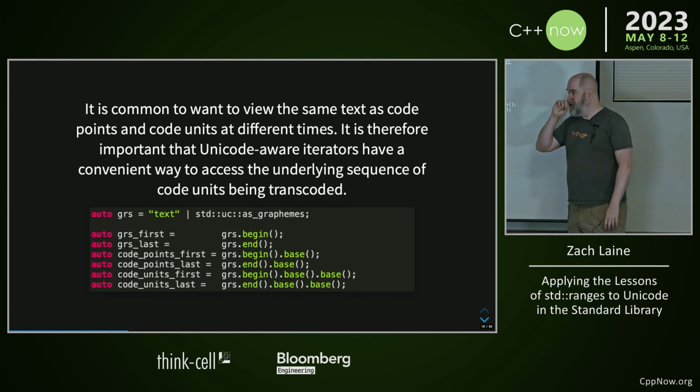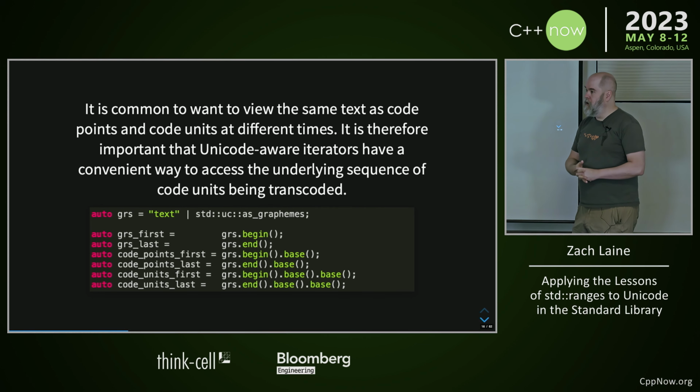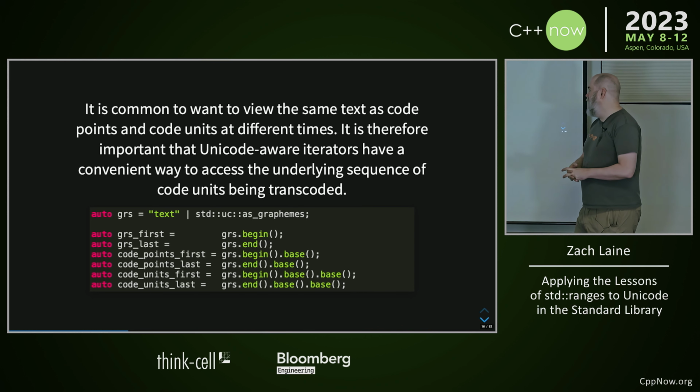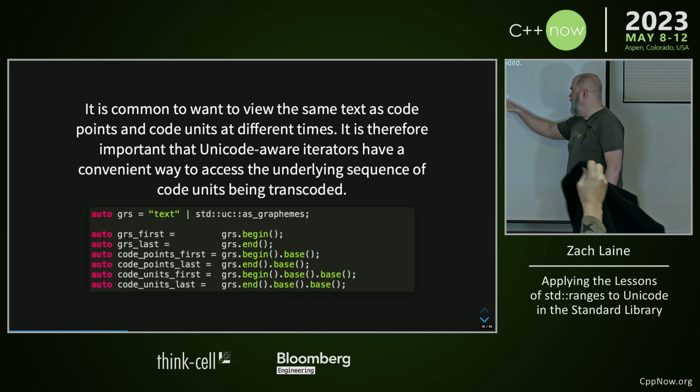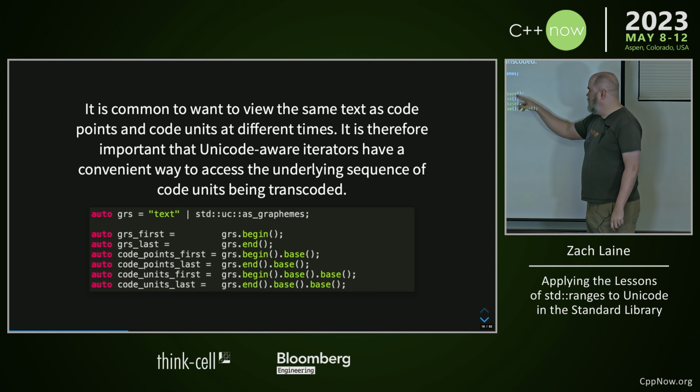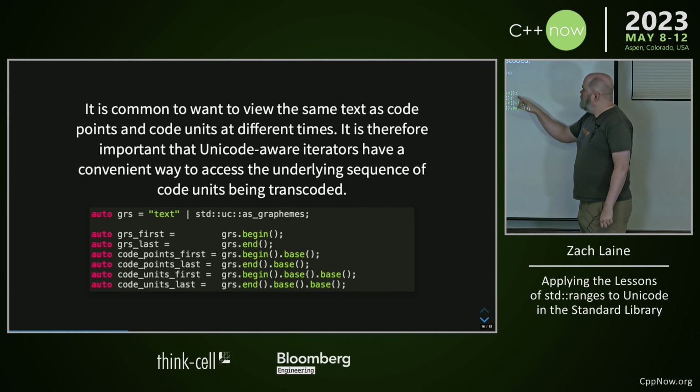Did you consider trying to have a more descriptive name than base? Because it's going to be hard to figure out what exactly this iterator means with just seeing base. At which stage are you? Okay, so the question is why base is called base and not something like code points here.